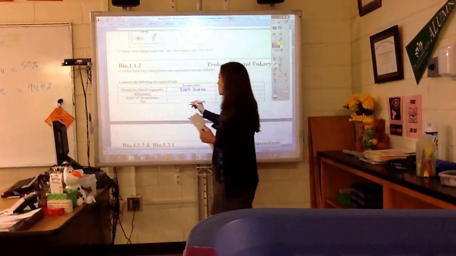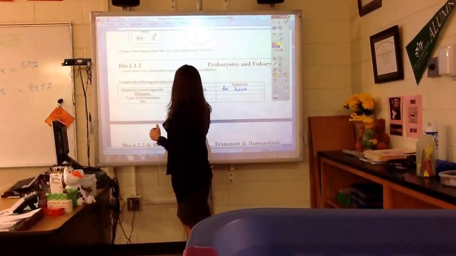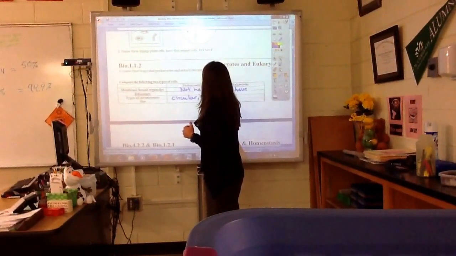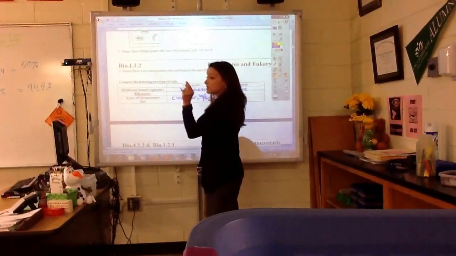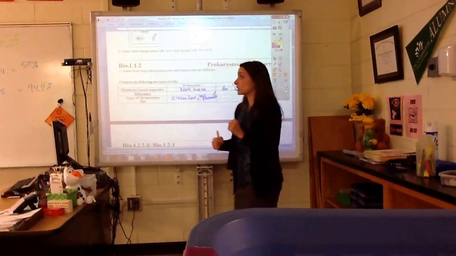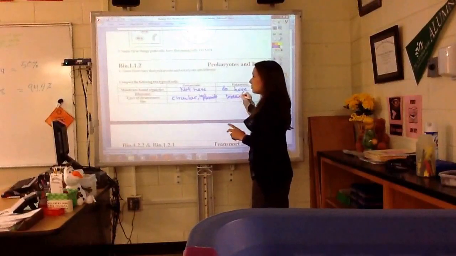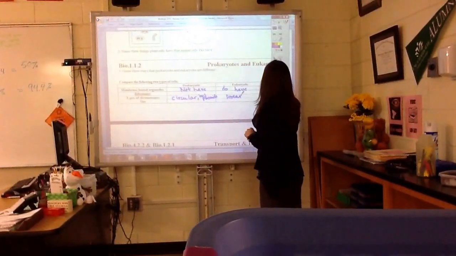Types of chromosomes. Let's remember that prokaryotes have circular chromosomes, including plasmids. Remember, plasmids are teeny tiny pieces of DNA that bacteria can trade with each other. Eukaryotes have what we call linear chromosomes. Okay?